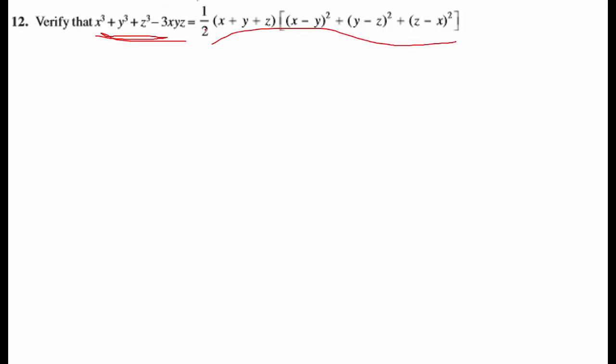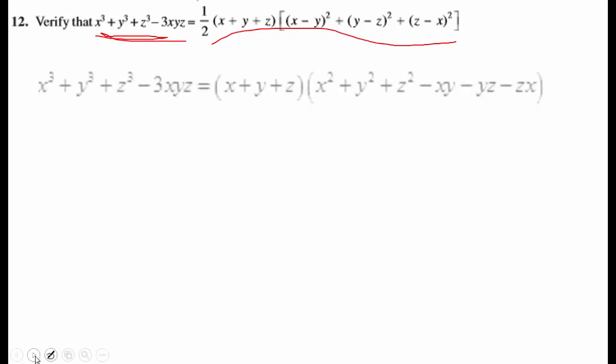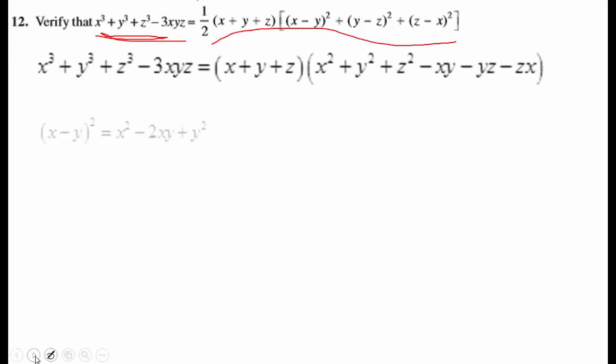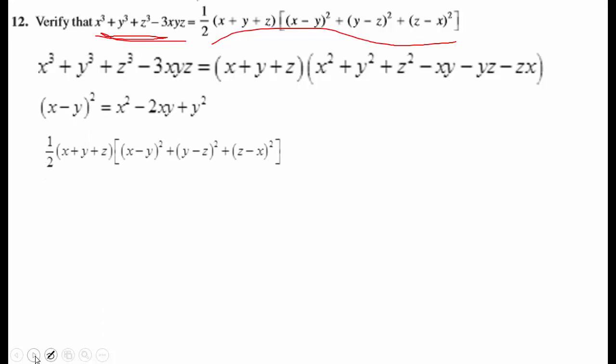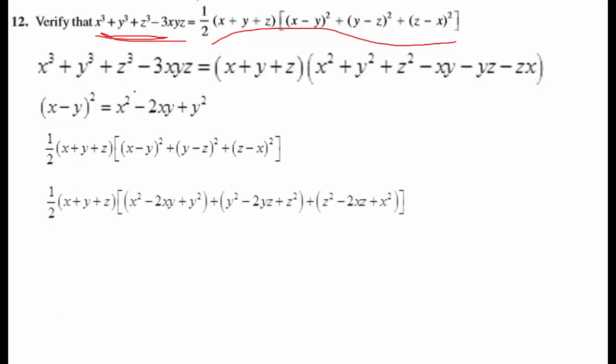Meaning, first we take the right hand side and apply the identity, that is (x minus y) whole square, and solve it. This will automatically equal our algebraic identity, that is x cube plus y cube plus z cube minus 3xyz. This is the identity and this is the second identity. Now taking the right hand side, that is half (x plus y plus z), I am taking the right hand side, this equals this, and now apply the identity (x minus y) whole square.